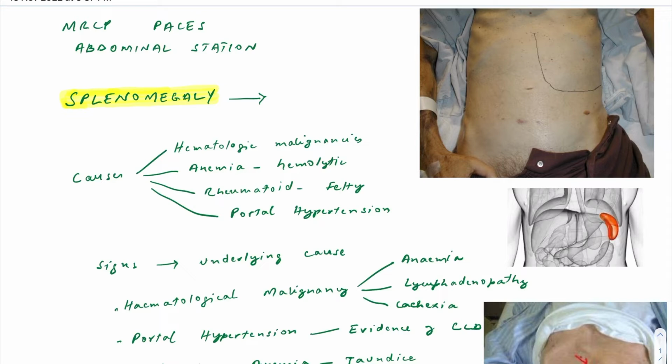Sometimes you may find a patient who has both hepatosplenomegaly, but sometimes lone splenomegaly is the only positive finding. So if you come across this patient, I have made this very brief video to tell you all the information and all the findings that you need to go through your MRCP abdominal station.